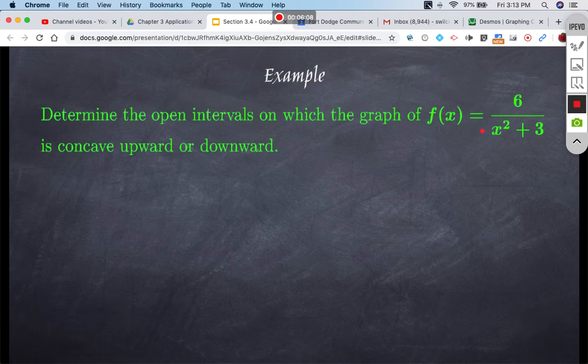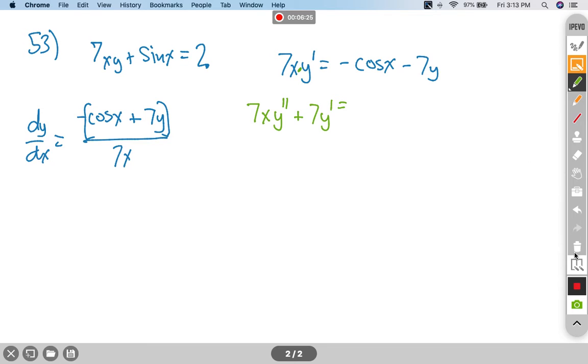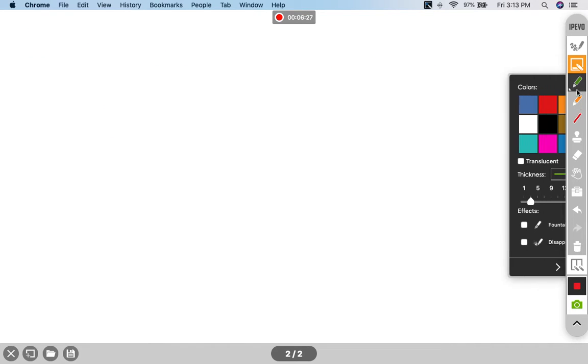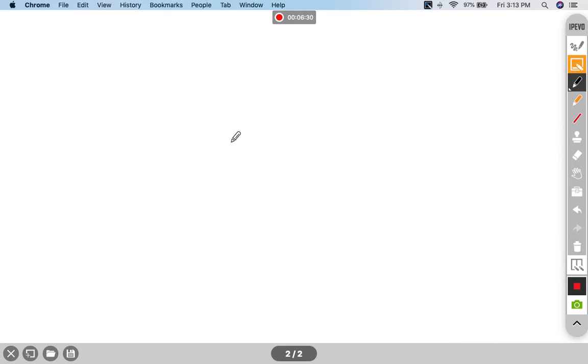So let's look and do one of these problems. For some reason, I decided to give you really nasty problems to work with on these first two. So we're just going to work through this one. I'm going to want more room. Let's start with our problem. It says f of x equals 6 over x squared plus 3. And we said to determine the concavity, we want to figure out the second derivative.